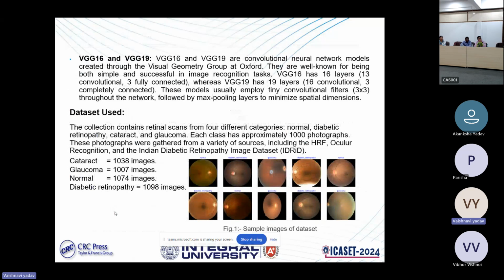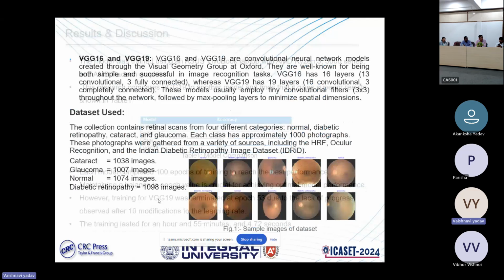I am using a data set collected from a variety of sources like ocular recognition, diabetic retinopathy, and image data sets. So I have a data set with 4 classes: cataract, glaucoma, normal, and diabetic retinopathy. Each class has around 1000 images: cataract has 1038, glaucoma has 1007, normal has 1074, and diabetic retinopathy has 1098. These are the sample images of the data set.